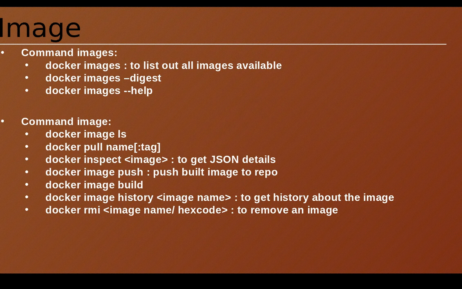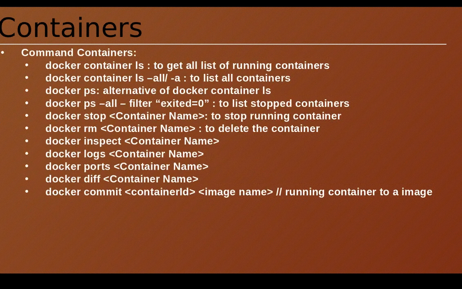Docker image history, if you want to see who are the owners and when the last patch was applied to a Docker image, you can apply a Docker history command and that will list out all those things. Docker RMI is kind of removing an image. You can remove by using a hexadecimal code. Then we have containers. Containers are runtime entities, so you can apply commands over those runtime entities if that exists in the environment.